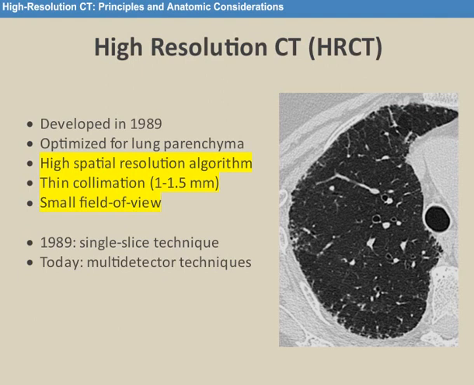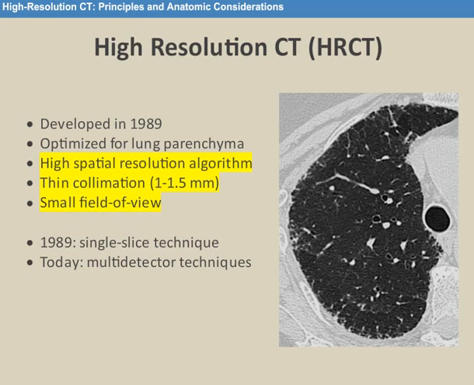It's sort of surprising to realize that we've been using high-res CT for almost a quarter of a century now. It first came into use in 1989 and gave us a wonderful way to look at the lung parenchyma in a very optimized fashion. The three key features being the ones you see highlighted here in yellow: a very high spatial resolution algorithm with very thin slices and a constrained small field of view.